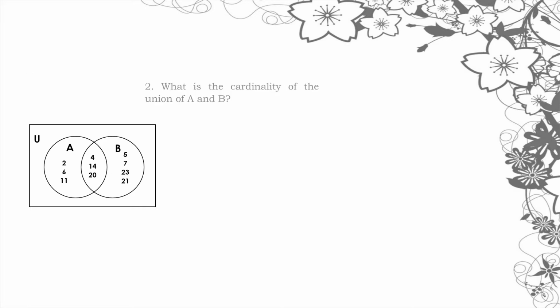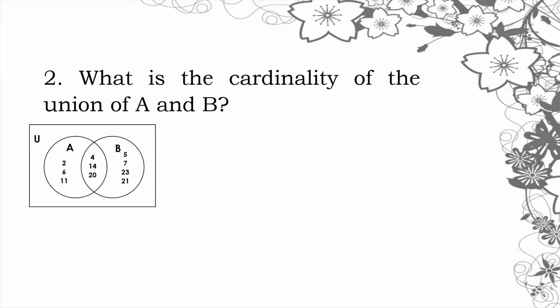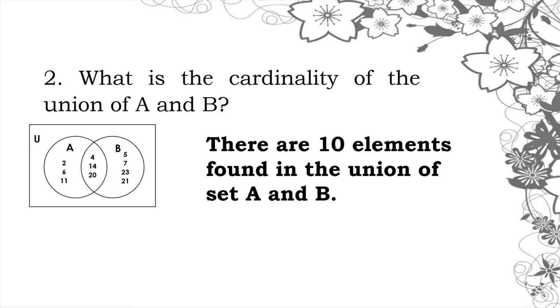Second question, what is the cardinality of the union of A and B? So there are 10 elements found in the union of set A and B. Let us count those 10 elements. We have 1, 2, 3, 4, 5, 6, 7, 8, 9, and 10. So that is the cardinality of the union of A and B.